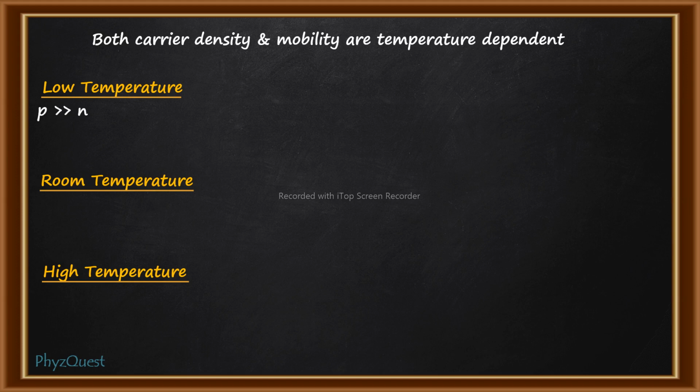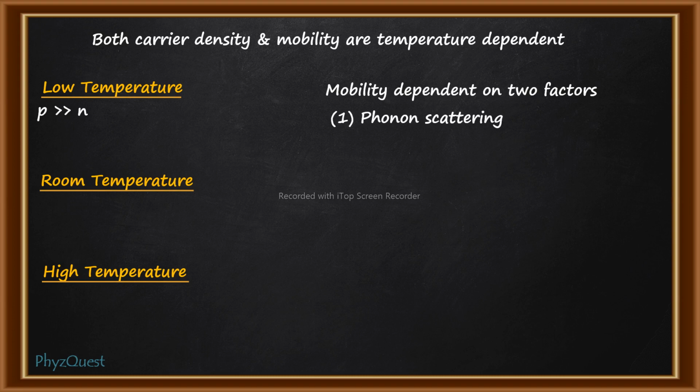Now when we talk about mobility, the temperature dependence of mobility depends on two factors. First is the phonon scattering, which is due to thermal vibration, and second is the impurity scattering. At low temperature, the majority contribution to the mobility will be due to impurity scattering, because there is negligible scope for phonon scattering. But there is a twist here. The temperature dependence of mobility due to impurity scattering is different from that due to phonon scattering.